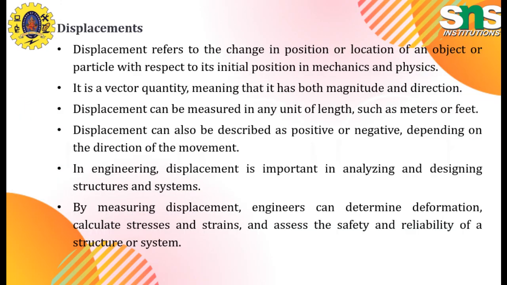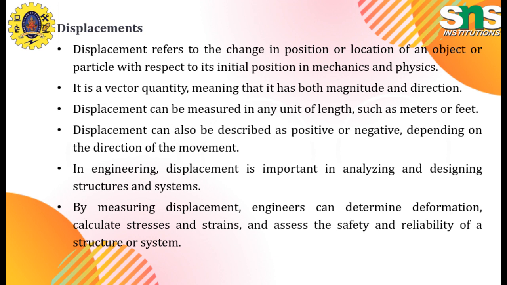In mechanics and physics, displacement refers to the change in position or location of an object or particle with respect to its initial position. Displacement is a vector quantity, meaning that it has both magnitude and direction. Magnitude means the distance between the initial and final position. Direction is the straight line from the initial to the final position.